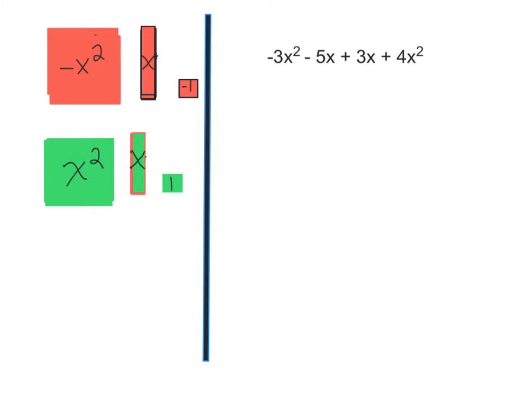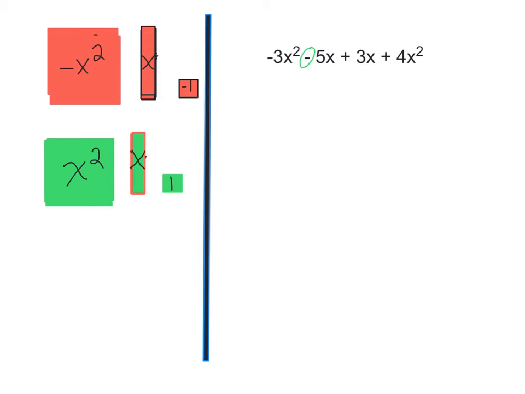Okay, so take a look at the example that I have here. I have negative 3x squared minus 5x plus 3x plus 4x squared. The first tip that we're going to give you is that since you see a subtraction right there, let's just go ahead and use the sa-cha-cha, same change, or your subtraction rule to make that into an addition problem. So we are going to change that to addition.